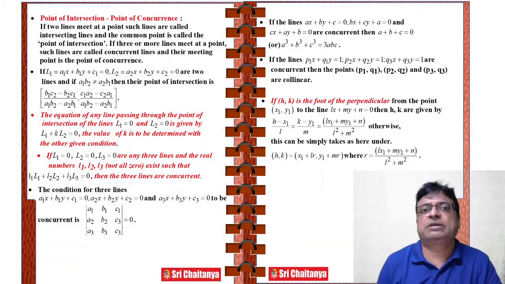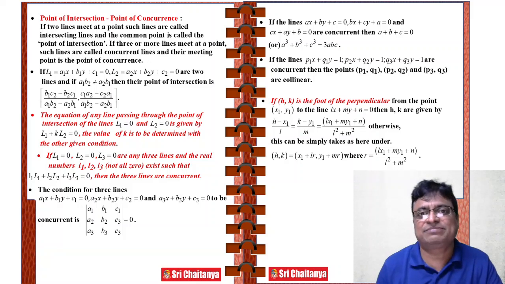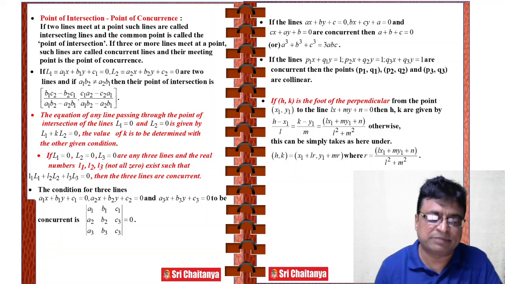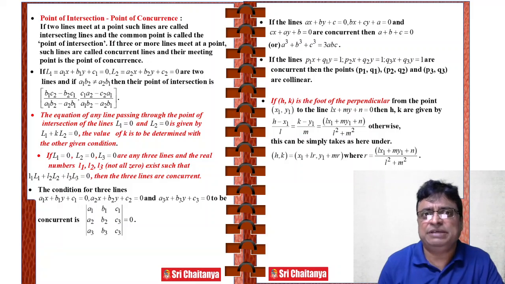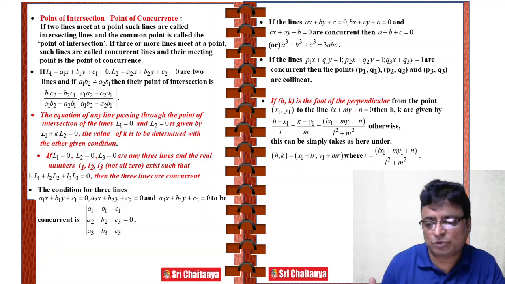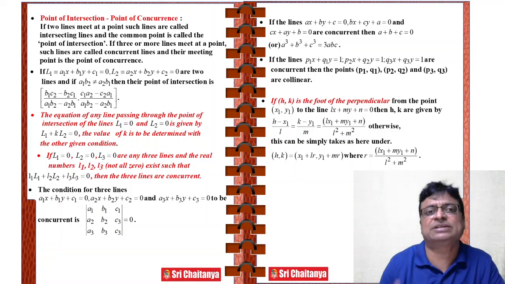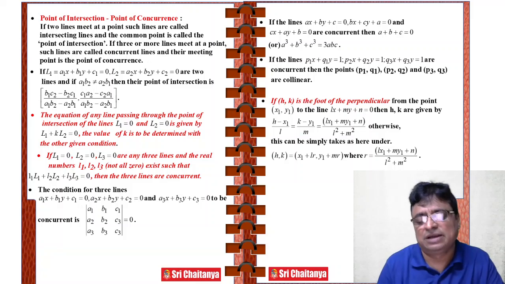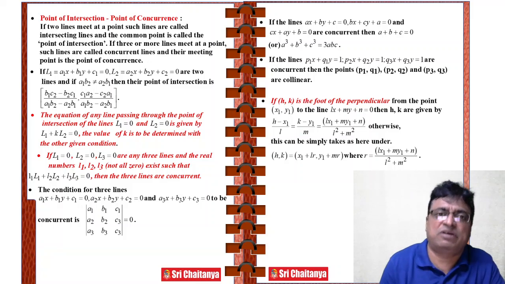And my friends, next coming to point of intersection and concurrence. This is another favorite area for competitive examinations. If two lines meet at a point, we can call them intersecting lines. And if a set of lines passes through the point of intersection, we can call them concurrent lines, and the point is called the point of concurrence.